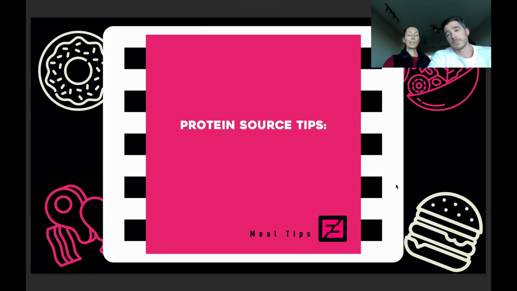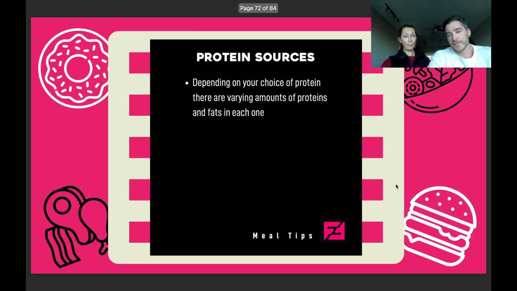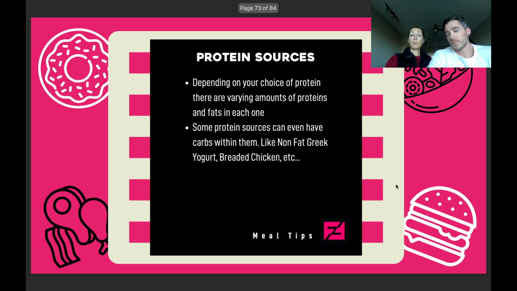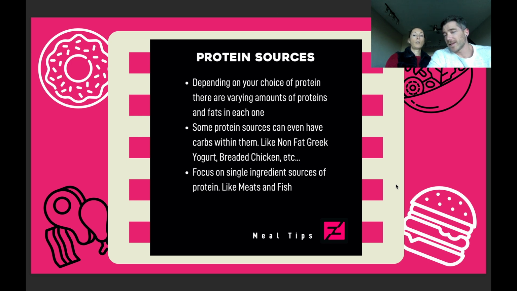A couple of protein source tips. This is crucial for a lot of you out there who have trouble getting your protein in, or are new to the game and learning what exactly protein is, or what makes up protein. Depending on your choice of protein, there are going to be varying amounts of proteins and fats in each one. Some protein sources can even have carbs within them, such as non-fat Greek yogurt, non-fat cottage cheese, breaded chicken, all of those types of things. And you're going to find those out when you begin to plug those into MyFitnessPal or Nutrition X or whatever.